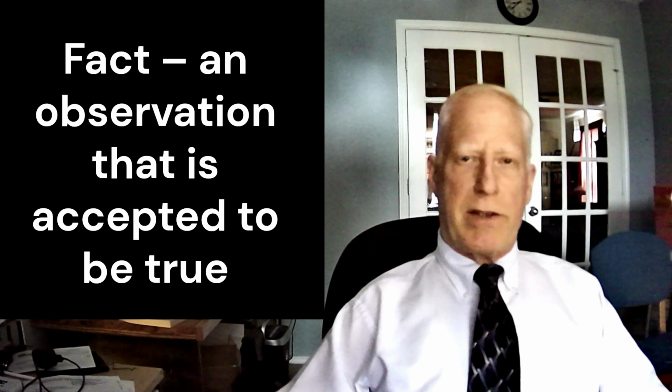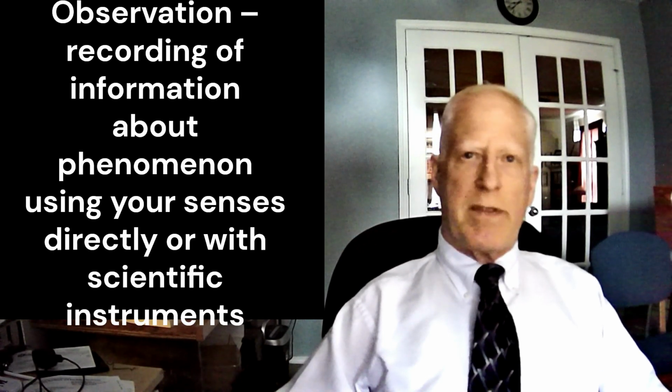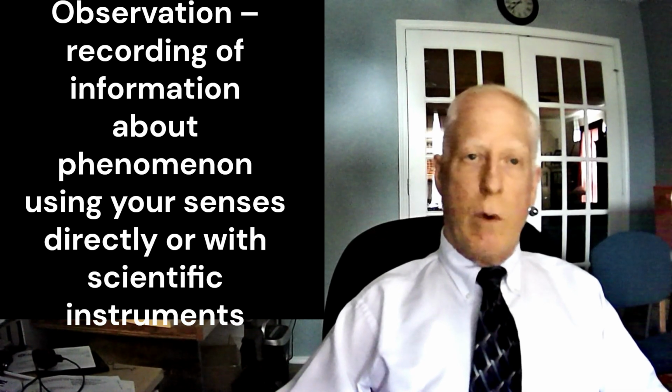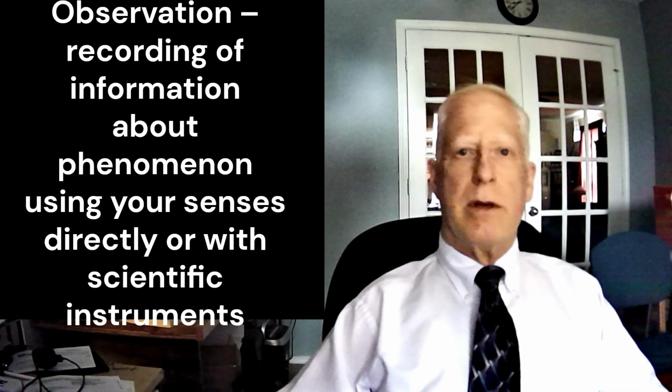This brings us to our next term, observation. An observation is a recording of information about phenomena using your senses directly or with scientific instruments. So your observation here was recognizing that the sun is up and a little above the eastern horizon. You've recorded this information directly with your eyes. If you then look at a thermometer nailed to the window frame outside your window to see what the temperature is, you're making an observation indirectly using a scientific instrument, the thermometer.